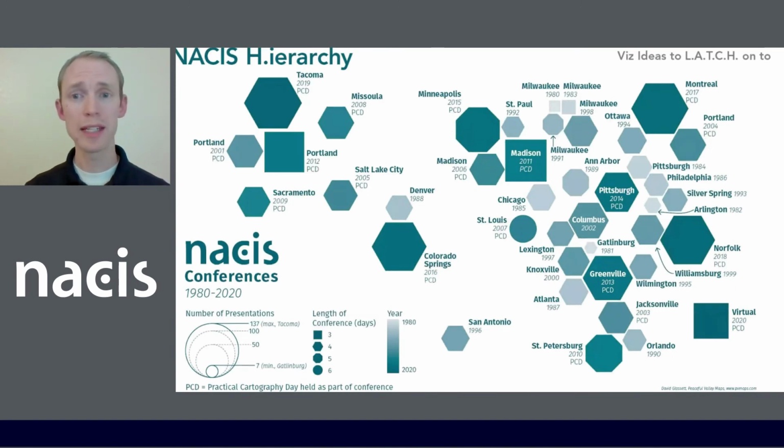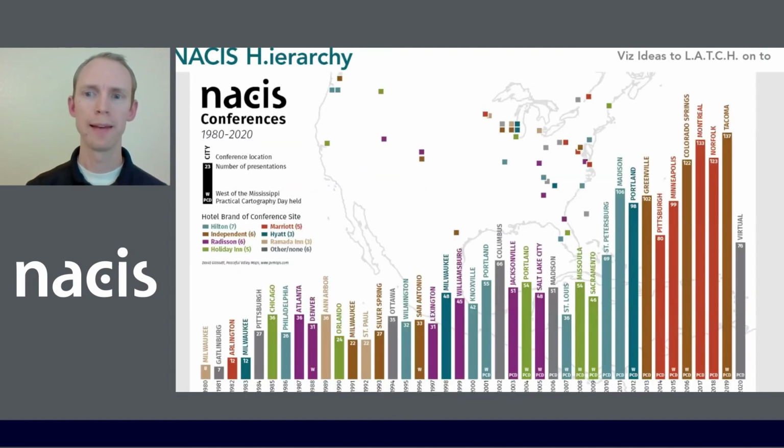And we can get totally crazy and go with shape for the length of the conference. Color is still the year, and the size is still presentations, and do all sorts of fun different LATCH interactions. So here's the last one. I was talking about the number of presentations over time in a bar chart, but we've also got different categories like, was it held east or west of the Mississippi down along the bottom, or whether or not there is a Practical Cartography Day. We've got the color based on the brand of the conference site. And we've got location on the map in the background.